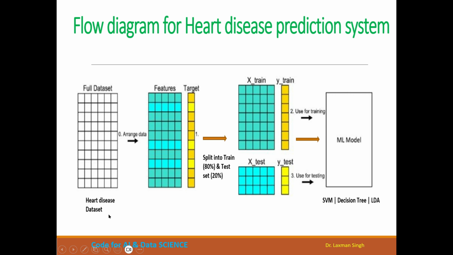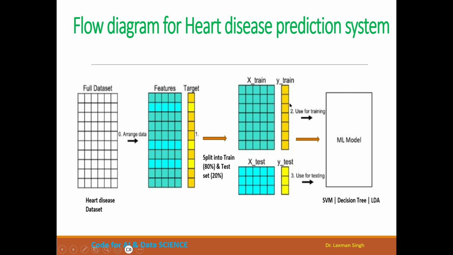Here we can see the heart disease dataset. The dataset contains the input features and the target levels. So we will first split the input features and target levels separately, and then we will split both the input features and target levels in the ratio of 80 and 20%. The input features will be split into the training set and testing set in the ratio of 80 and 20%. Similarly, the target levels will also be split in the ratio of 80 and 20%.